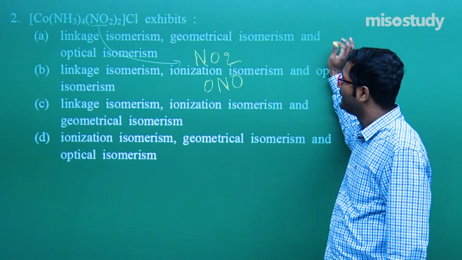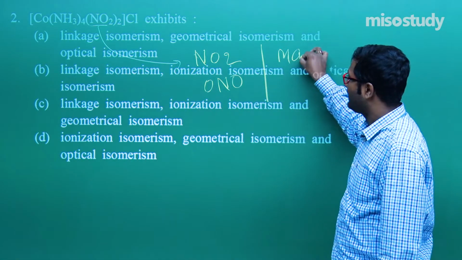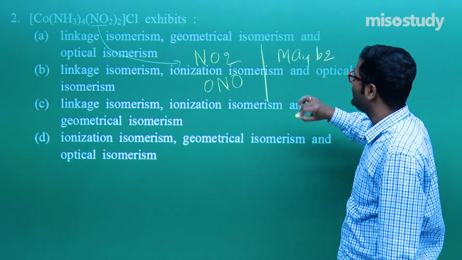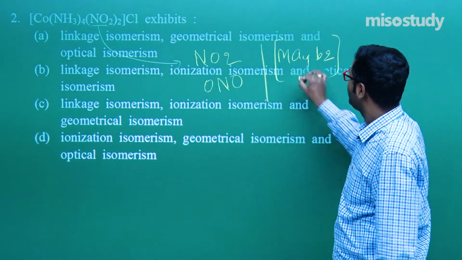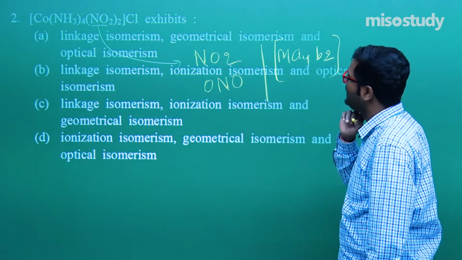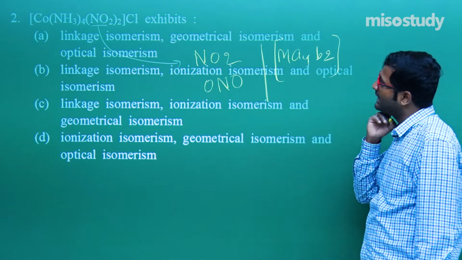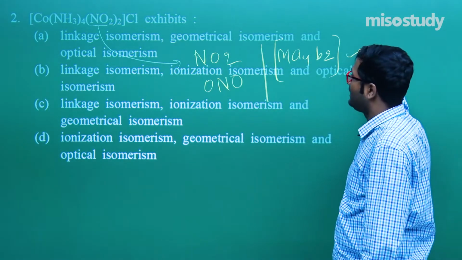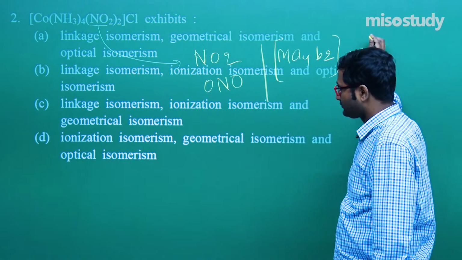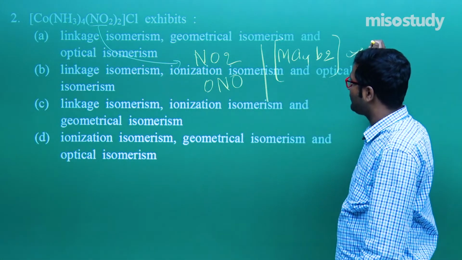Linkage isomer, clear. Geometrical isomers, definitely. If the complex has the formula Ma4B2, then it can show geometrical isomers. Here it is also Ma4B2. Yes, it shows geometrical isomers. No, there is no optical isomer possible for this complex. Now next one, check it out. Linkage possible.